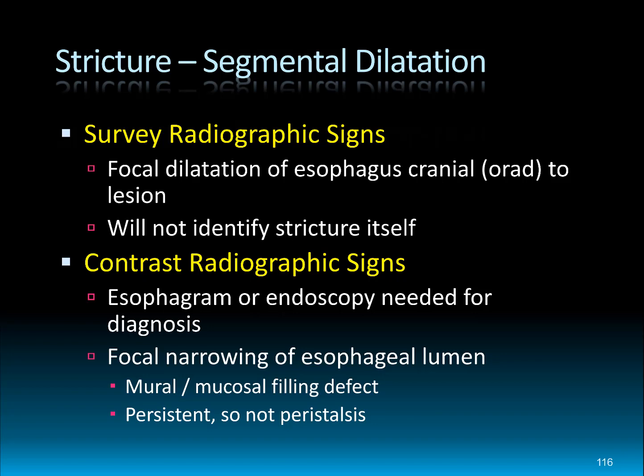It silhouettes with the wall. You're not likely to see that on survey radiographs. So here we really do need an esophagram or endoscopy to make our final diagnosis. And you're going to see focal narrowing of the esophageal lumen, and it's going to be a persistent mural or mucosal filling defect. So it's not just peristalsis.